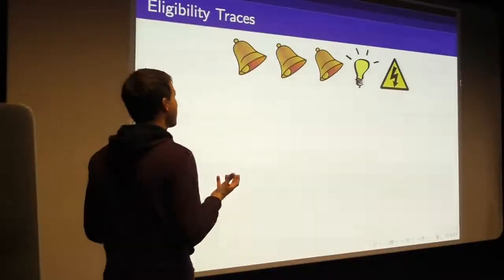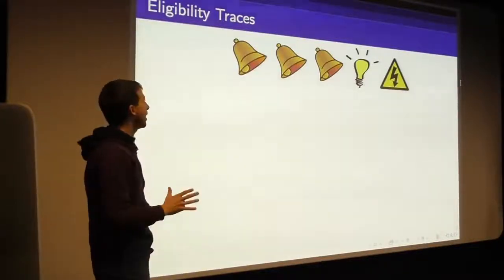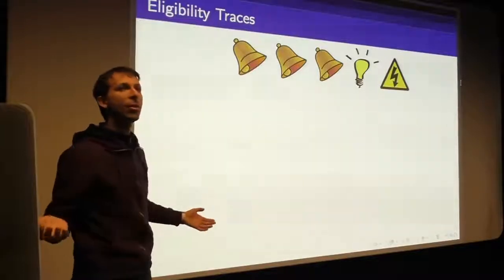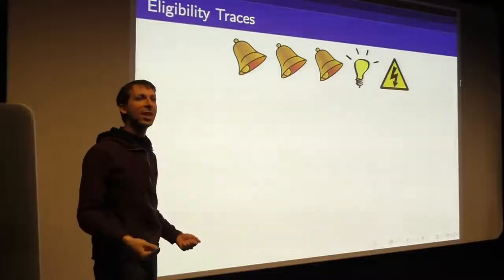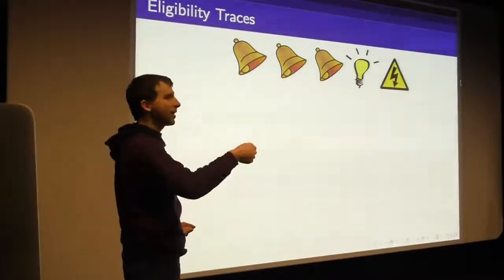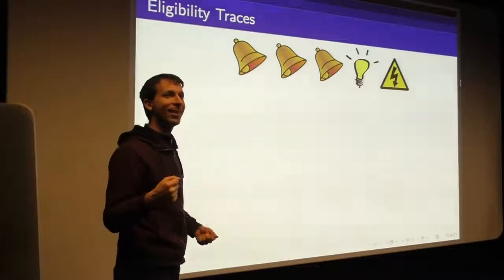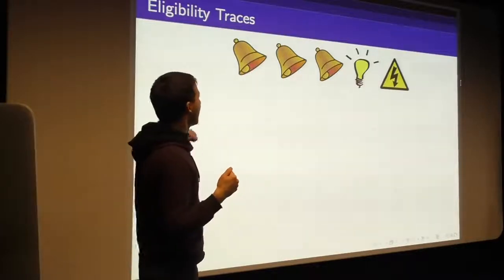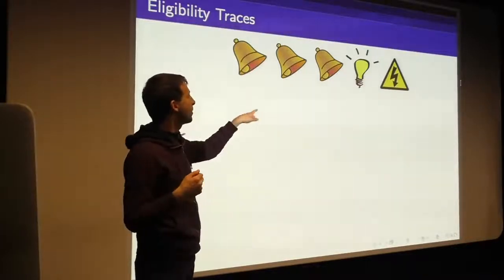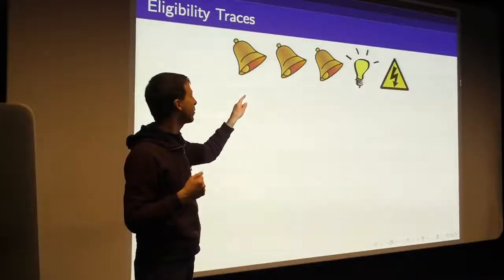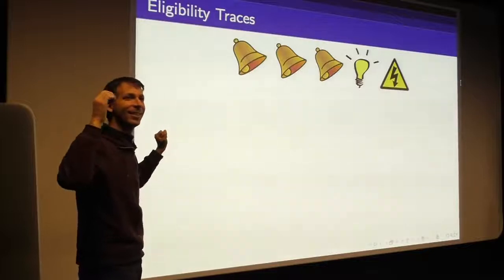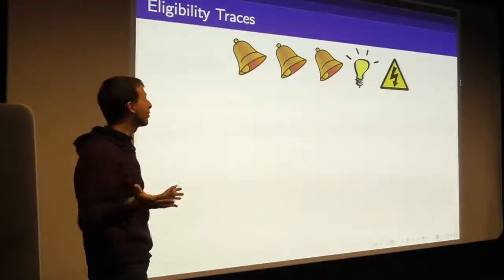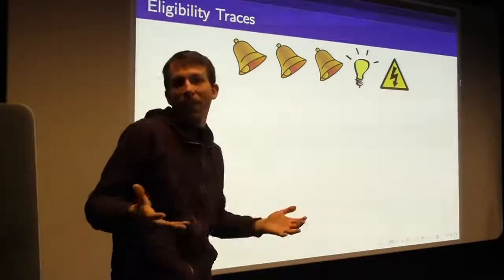To understand that, I'm going to put up one diagram here. Imagine you're a rat again, like in the first lecture, and you thought you were going to get this nice piece of cheese, but then you hear a bell 3 times, a light comes on, and you get electrocuted. Who thinks that you got electrocuted because of the bell, and who thinks it was because of the light? Let's have a show of hands. Bell. Light. Okay, most people thought the light. They're both reasonable answers.